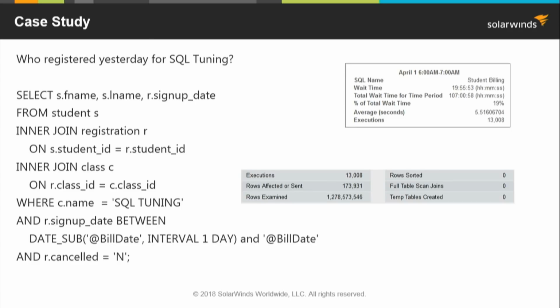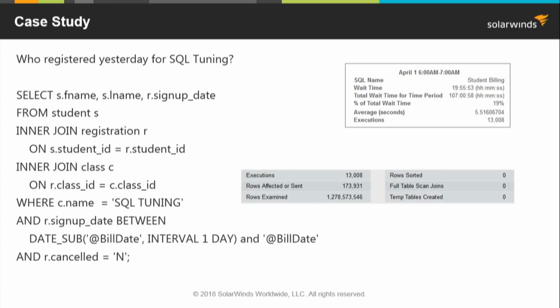Simple query. We looked at it, and it was really a simple query. They were selecting first name, last name, and registration sign-up date from student, joining into registration by student ID, and then they joined into class by class ID on registration to get the class that they wanted. So I've got where class name equals SQL tuning and the registration sign-up date between a date, because it was always yesterday and a rolling yesterday.